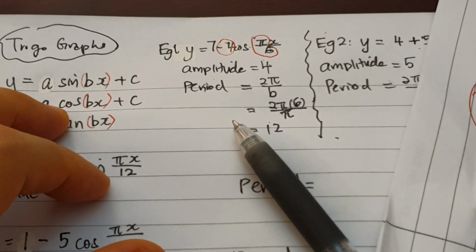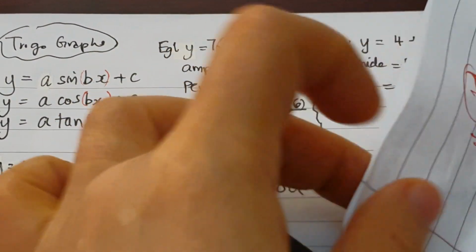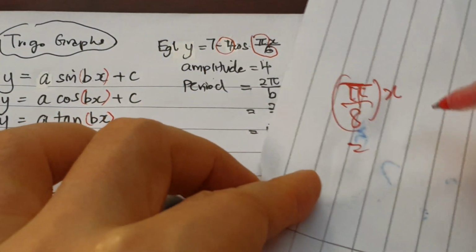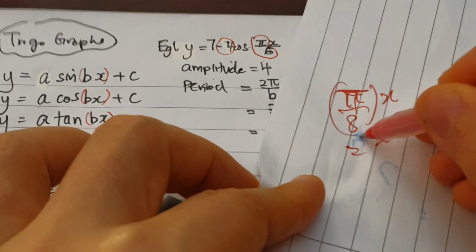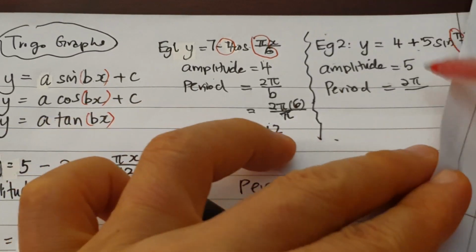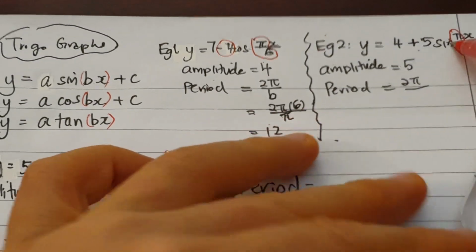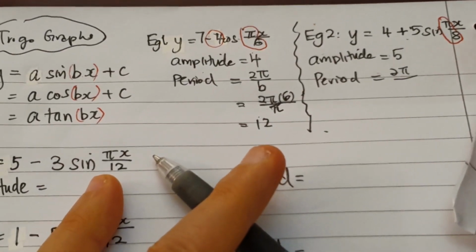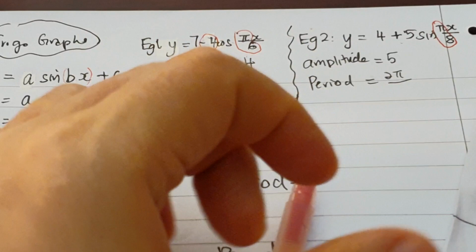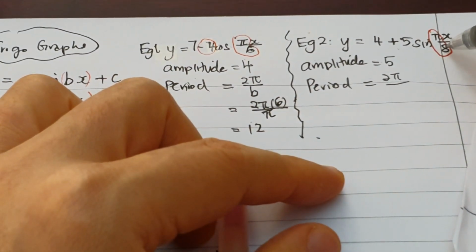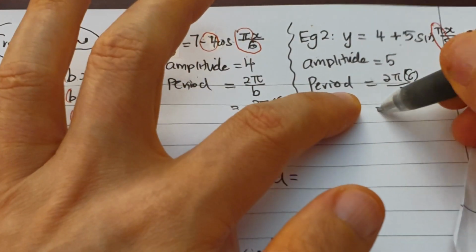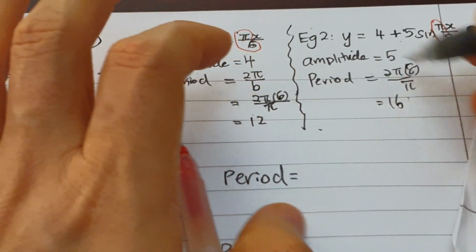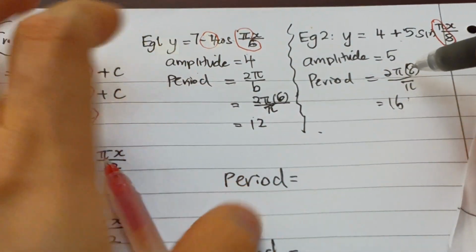Then I combine the numerator. That's why it's pi x over 8. That's how I get this here. Alright, now I divide by b, I flip, so the 8 goes up, the pi comes below, cancel, I get 16. So the period for this is 16.